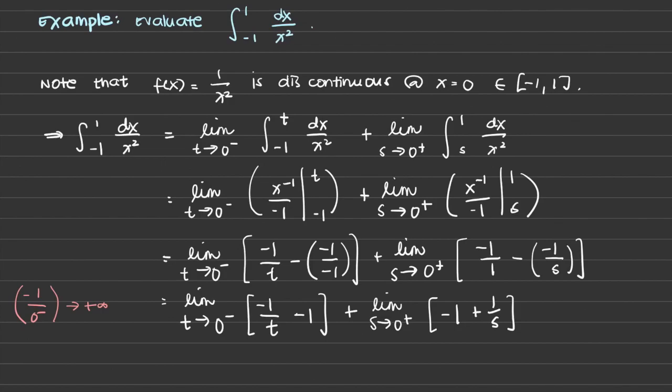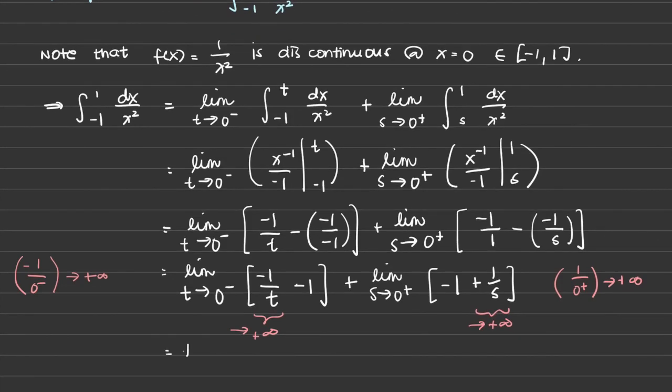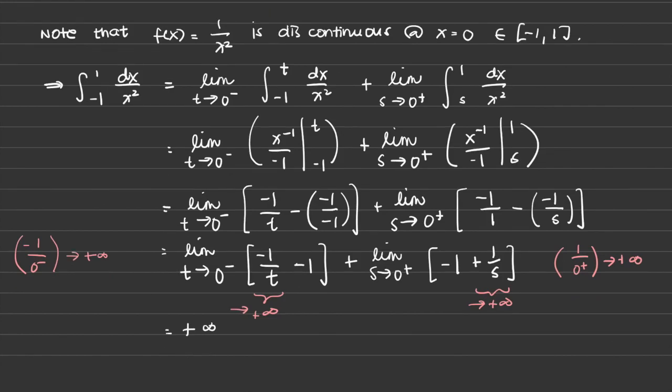Again, the second term, 1 over s goes to 0 from the right. So this term goes to positive infinity. So you have positive infinity plus something that goes to positive infinity. So positive infinity, even with a constant, the whole thing goes to positive infinity. So again, because the limit does not exist and it blows up, the integral from negative 1 to 1 of 1 over x squared dx is divergent.